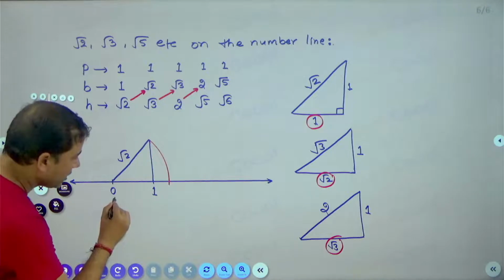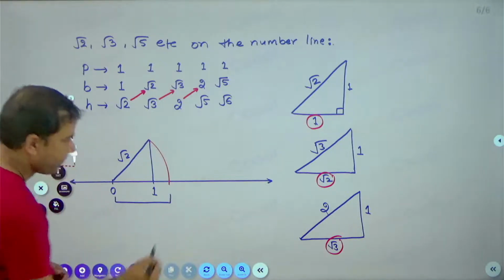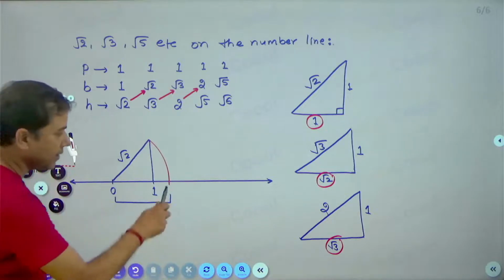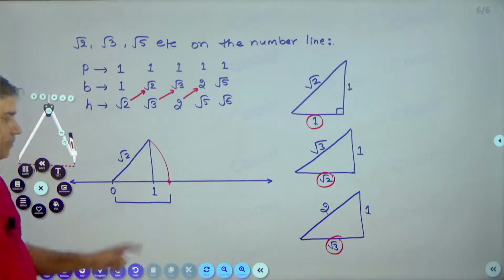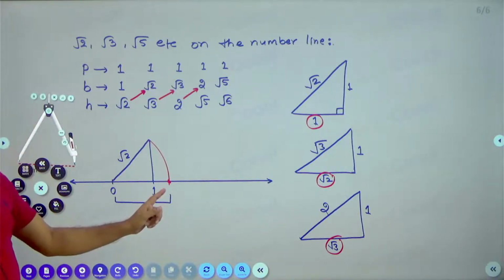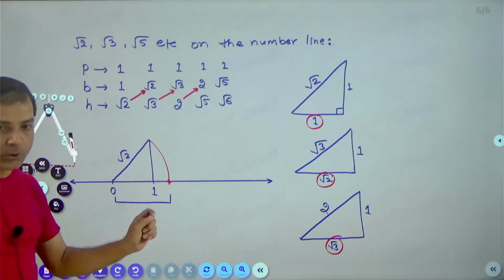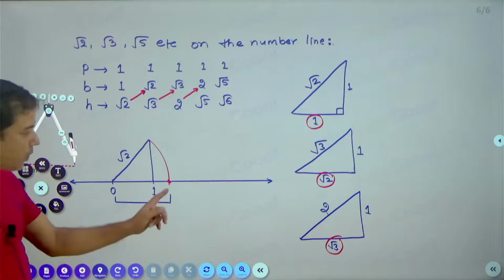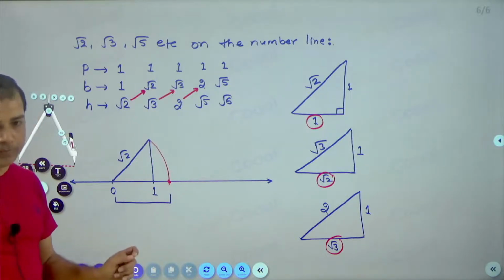What do you think this length should be? Root 2. Exactly. I got that number root 2 on the number line. I found root 2 on the number line. This point is representing root 2 on the number line.